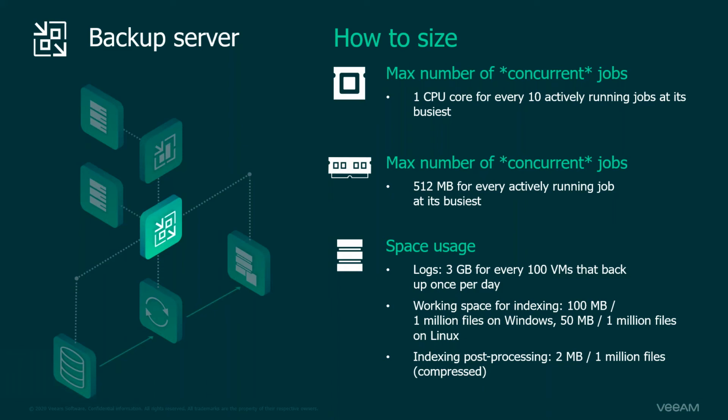Now, we'll also need disk space if you're using guest file indexing. So that's going to be 100 meg for every 1 million files on Windows machines. And if you're indexing Linux machines, it's going to be 50 meg for every 1 million files. Now, we're going to do a little bit of post-processing on those and get those down to about 2 meg for every 1 million files compressed when we send it off then to Enterprise Manager.